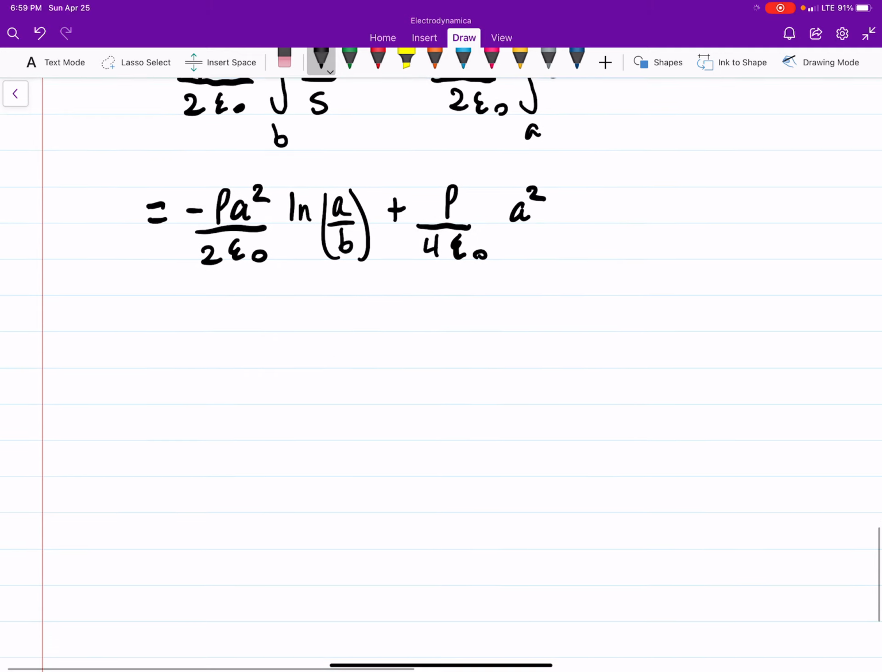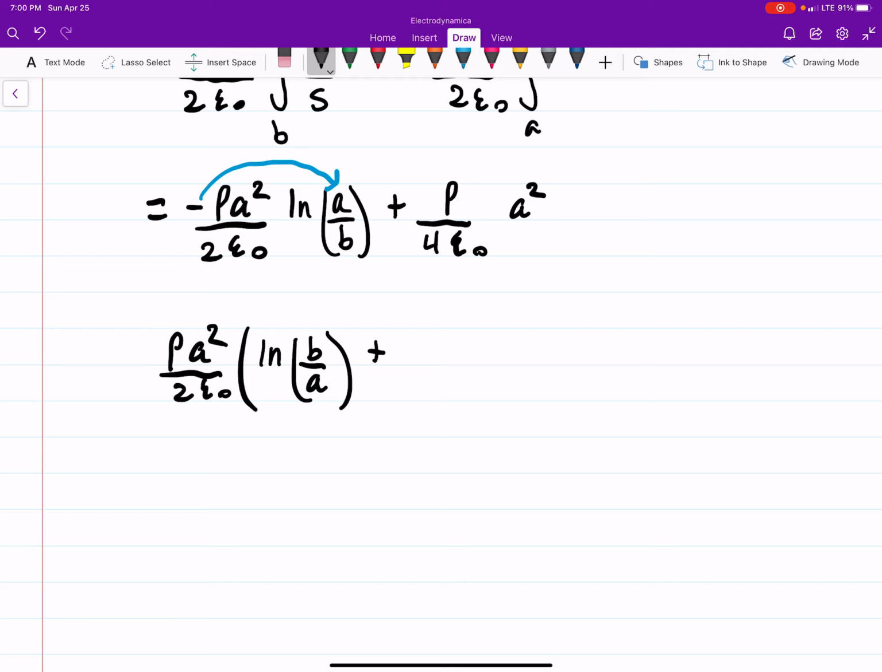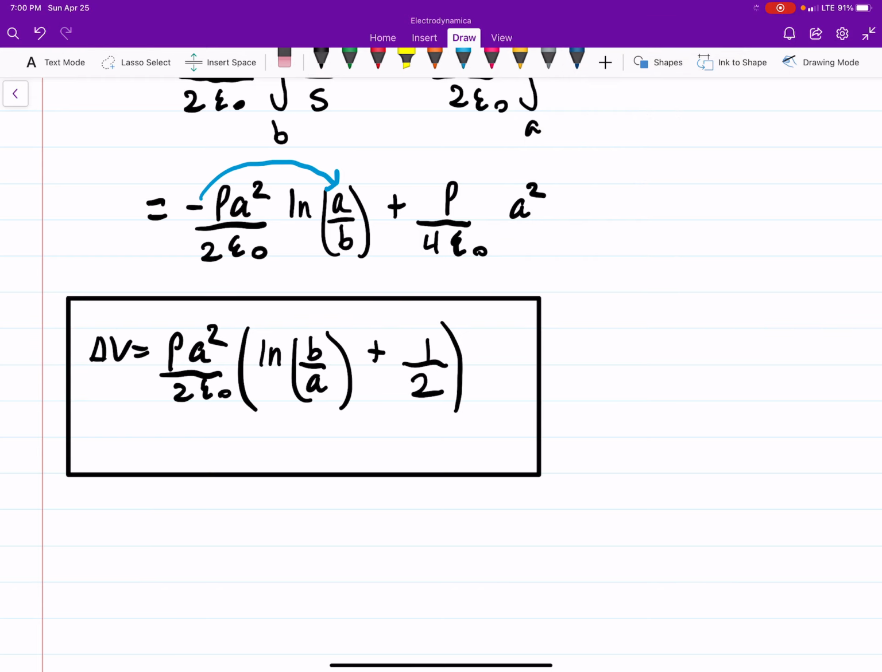And then we're going to do just one step of simplification. So this will just flip by using our log properties that can go in there as the exponent, and we'll be able to factor out rho a squared over 2 epsilon naught. You'll get the natural log of B over A because that made it positive, plus we're left with a 1/2 from the other term. And this is your change of potential. So again, just like the last problem, we had to find the E field using Gauss's law, and then from that we could find the potential. So it's kind of nice because it's working two ideas at once.